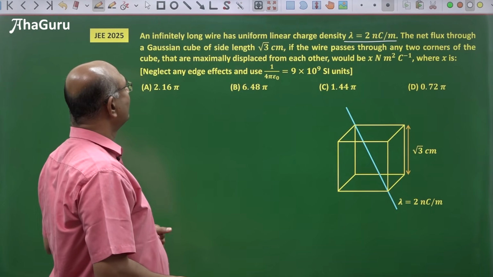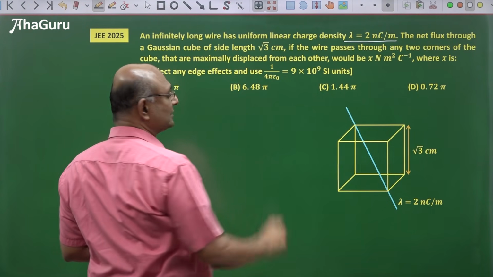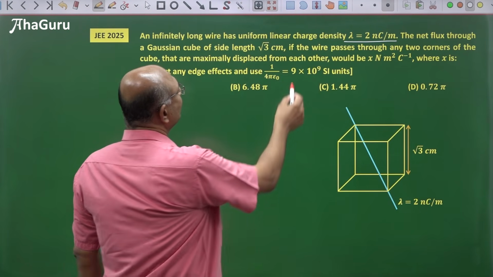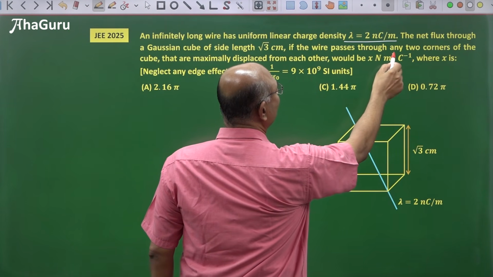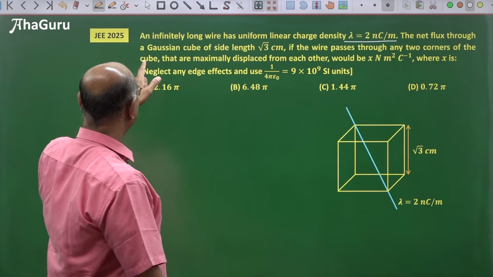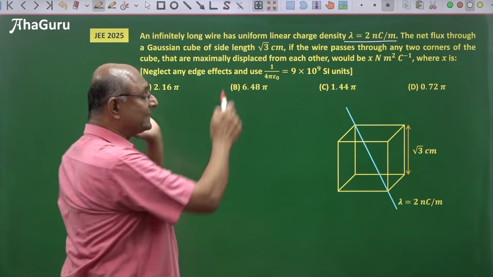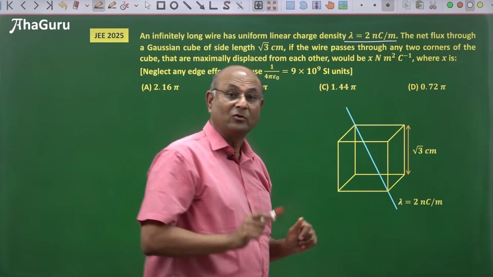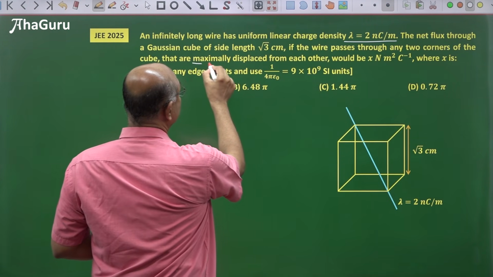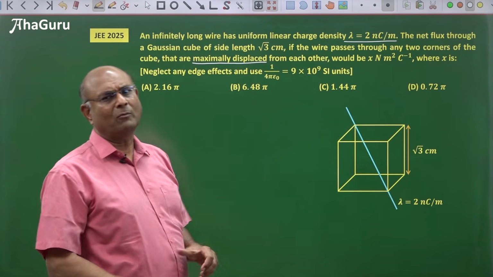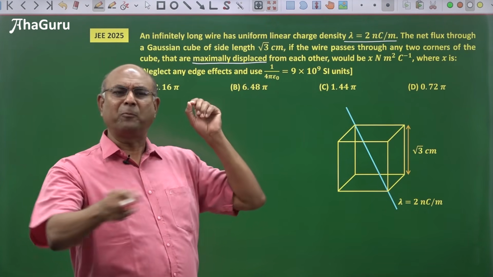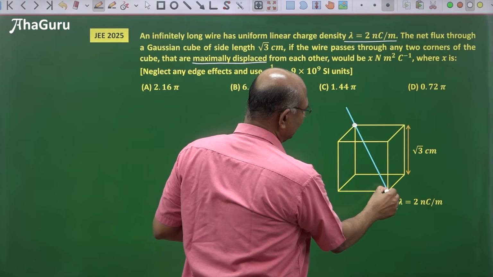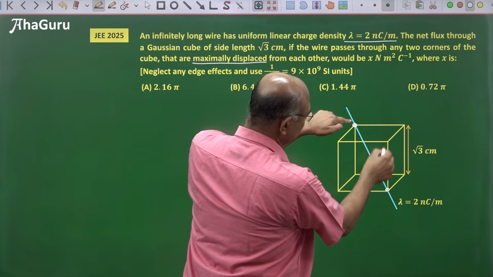It's a cube. Right? We have a Gaussian cube of side length √3 centimeters. We want to find the net flux through that. Okay. If the wire passes through any two corners of the cube that are maximally displaced. Now, any two corners can mean this corner, that corner, this corner, that corner. No. They have used the word maximally displaced from each other. What will that be? Well, it has to be the opposite vertices, right? So, if I pick this one, then I have to pick that one. Right? Not this, but that.